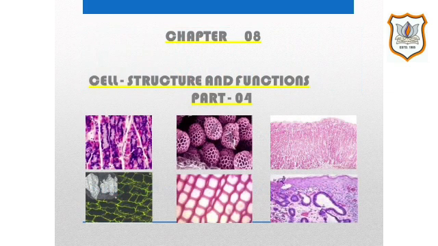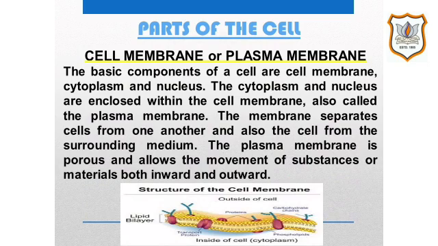Today we are going to learn chapter number 8, Cell Structure and Functions, part 4. Students, in your previous video, you have studied about plant cell and animal cell in detail. Now, in this video, we will study about parts of cell. And our first part is cell membrane, or we can say plasma membrane.